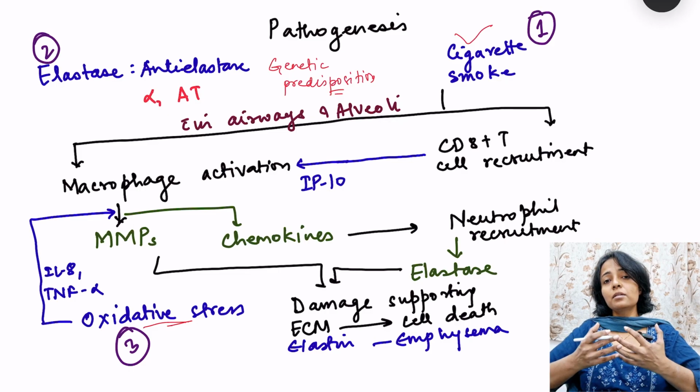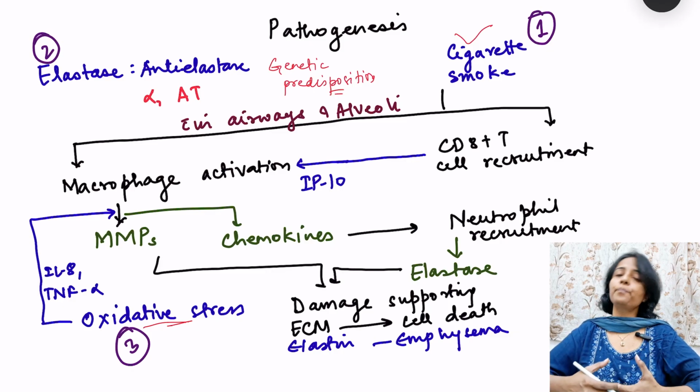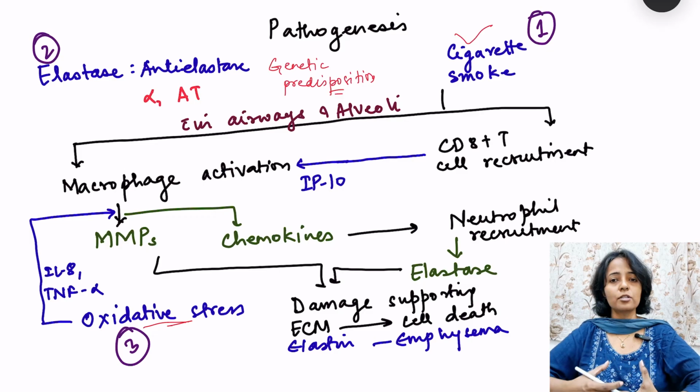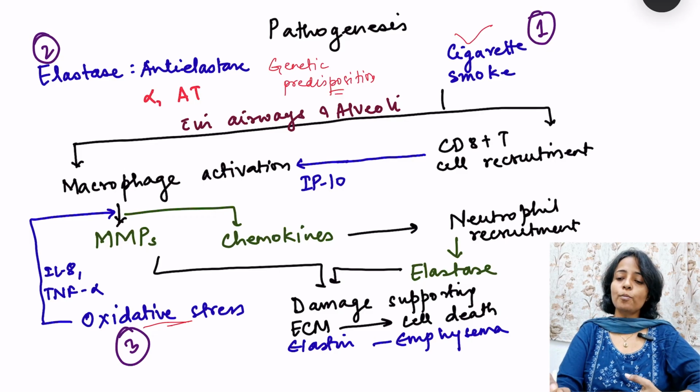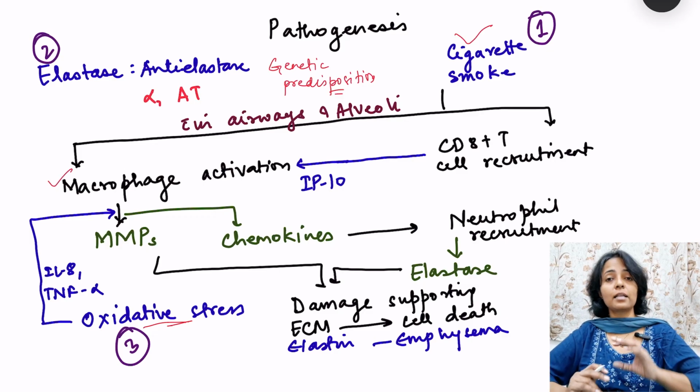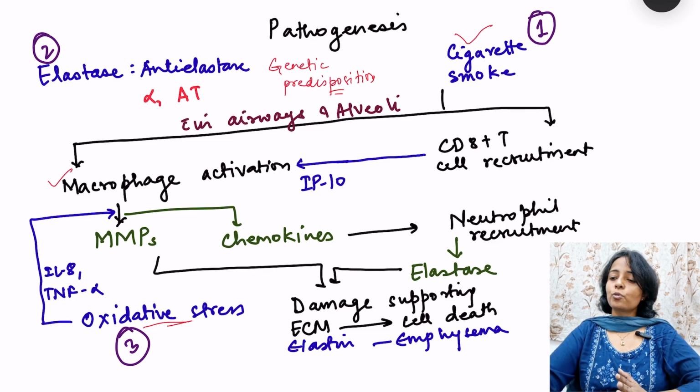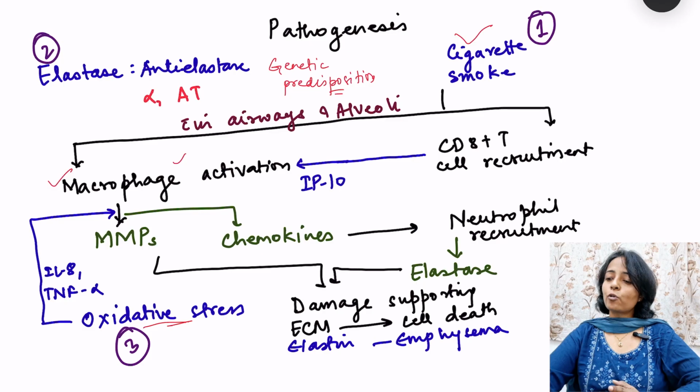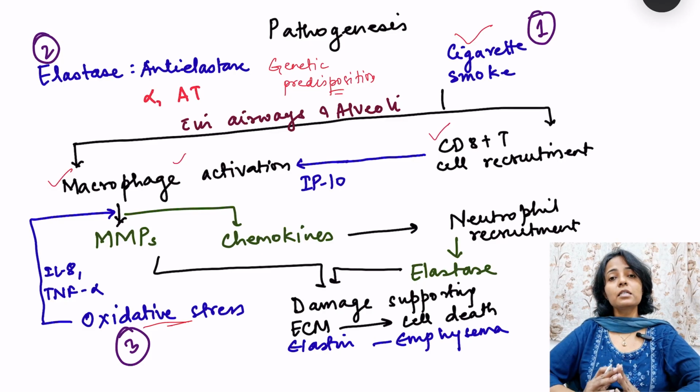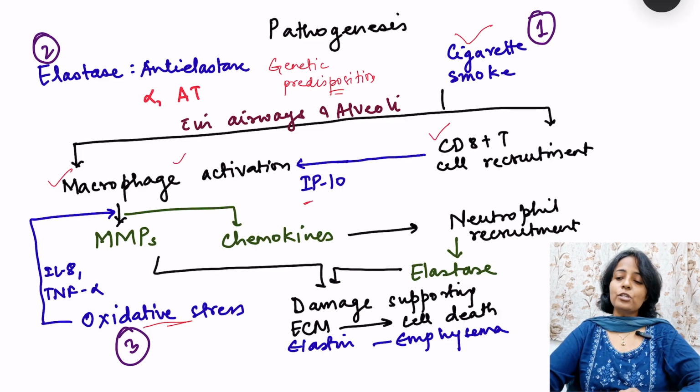When a person smokes chronically, there is exposure of the airways and the alveoli to the smoke, and this leads to macrophage and epithelial cell activation within the airways and in the alveoli. So there is macrophage activation, and also CD8 plus T cell recruitment. CD8 T cells are recruited and they secrete certain chemicals which cause macrophage activation as well.